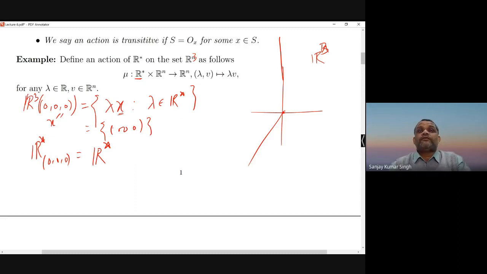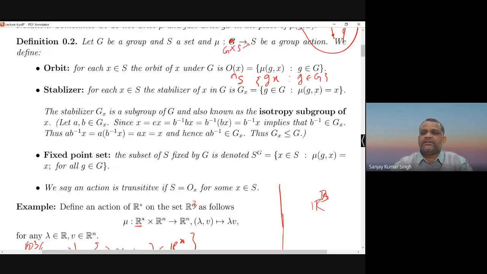So whenever you have a fixed point, you can also observe that if you have any element in this fixed point set X, then the stabilizer is always the full group. Stabilizer of any point of this is always a full group.